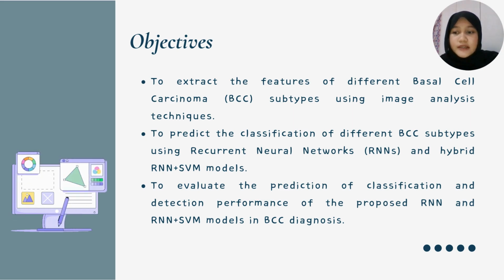Second is to predict the classification of different BCC subtypes using recurrent neural networks (RNN) and hybrid RNN plus SVM models. The extracted features are fed into the RNN and hybrid RNN plus SVM models to classify BCC subtypes. RNN captures sequential dependency in image patterns, while RNN plus SVM combines deep learning with traditional machine learning for potentially better classification performance.